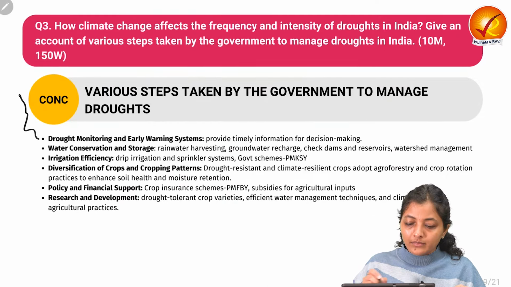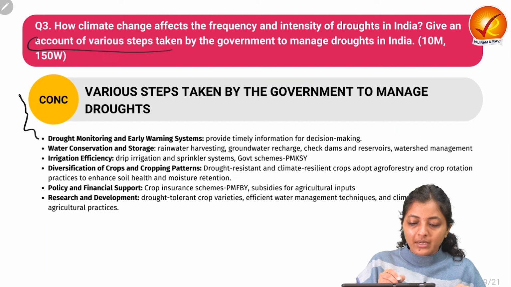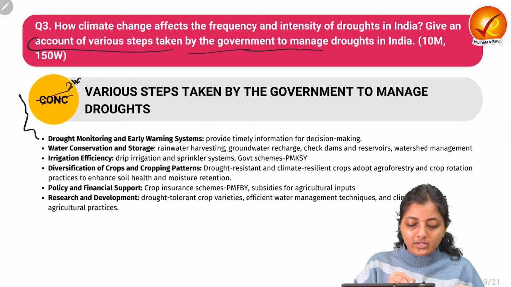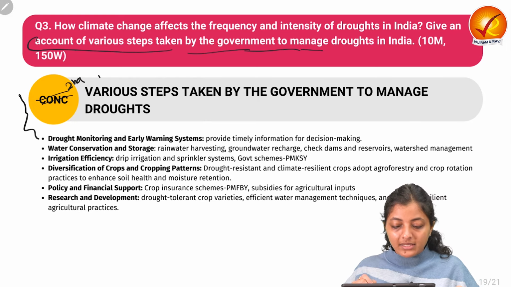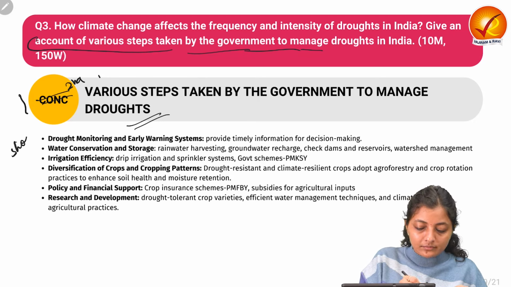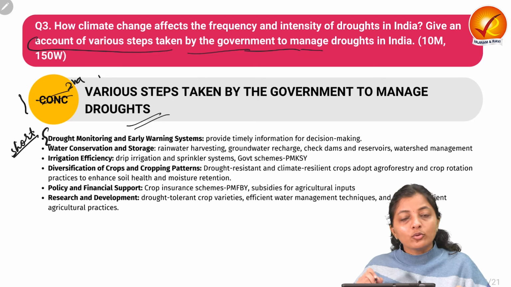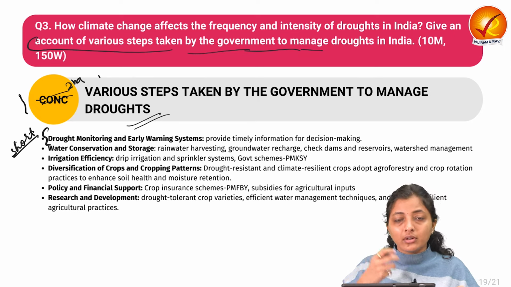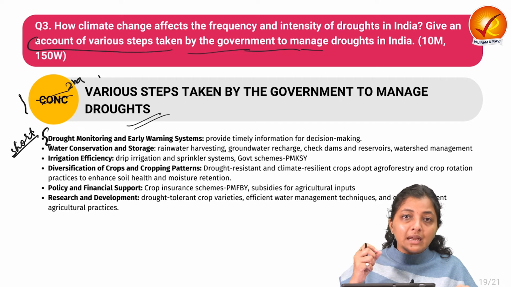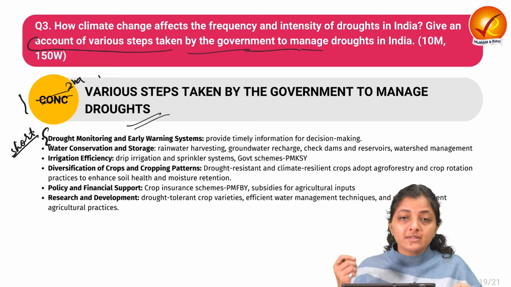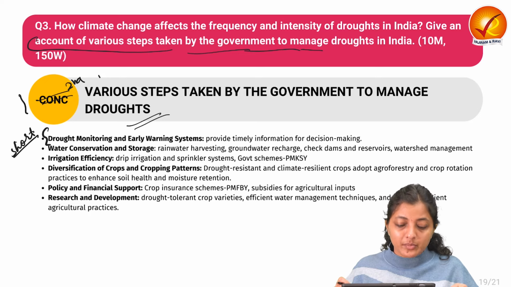Finally, the conclusion, or also the other part, you can make it as the second demand of the question about the various steps taken by the government to manage the droughts. So the short term is drought monitoring and early warning systems, so that the people dependent on the rainfall or water can take informed decisions about how to manage the water resources, and how to take decisions with respect to agriculture and industrial purposes.